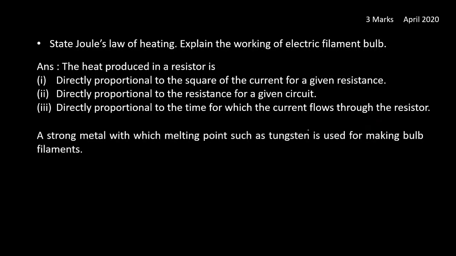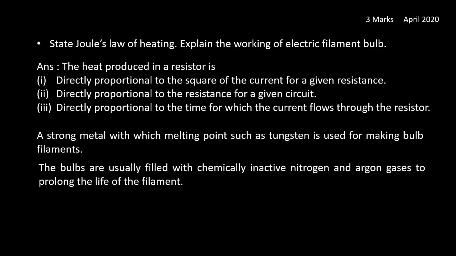Now the explanation of working of electric filament bulb is, a strong metal with high melting point such as tungsten is used for making bulb filaments. The bulbs are usually filled with chemically inactive nitrogen and argon gases to prolong the life of the filament.